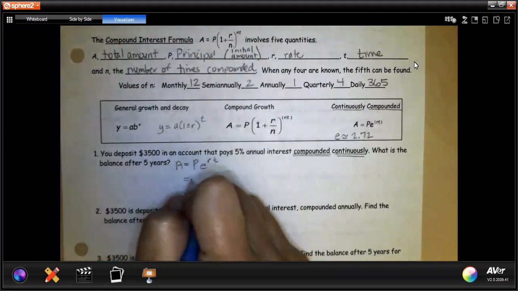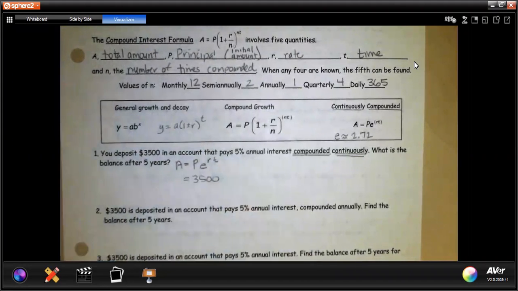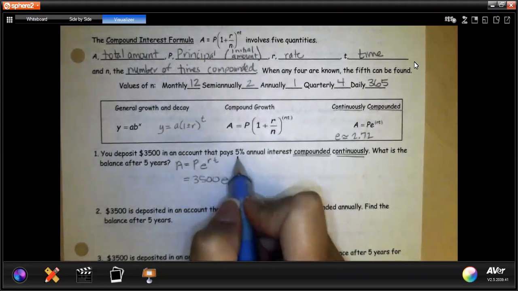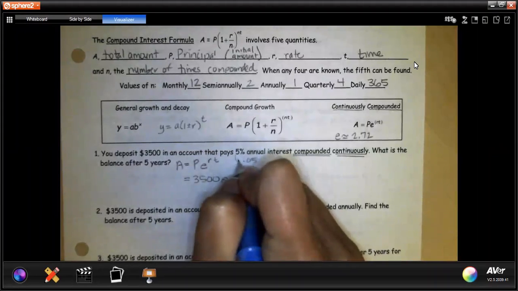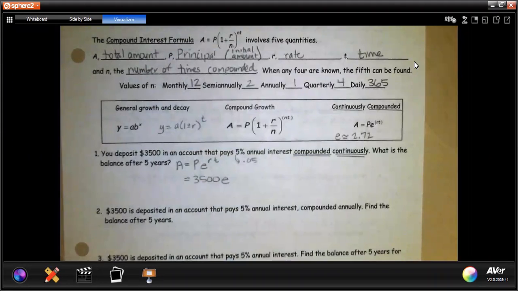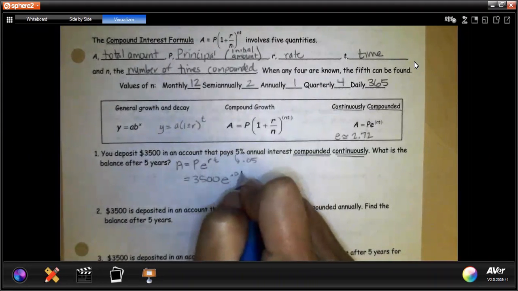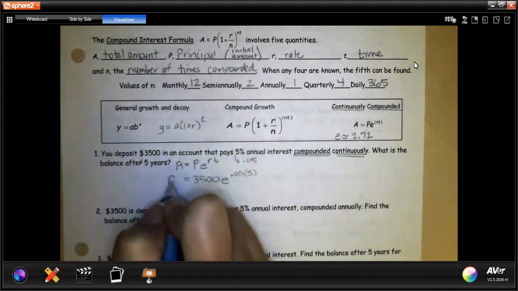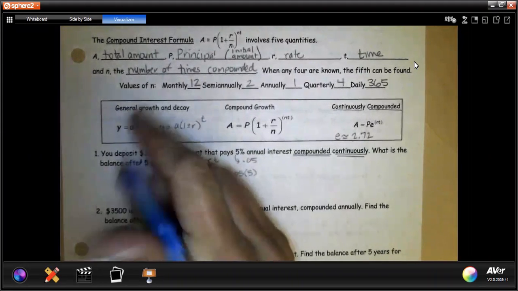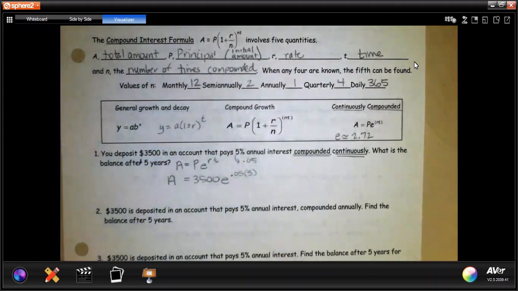3,500 is our initial amount, so that would go in the place of the P. E again is a number, not a variable, so that will stay the same. Our percentage here is 5%, so we would want to put 0.05 because we want to move that decimal over 2 places. So our rate would be 0.05, and then our years are 5. That's how long we're going to leave that in that account. Now that we filled in the information that we know, we can go ahead and figure out how much money we're going to have at the end of those 5 years.